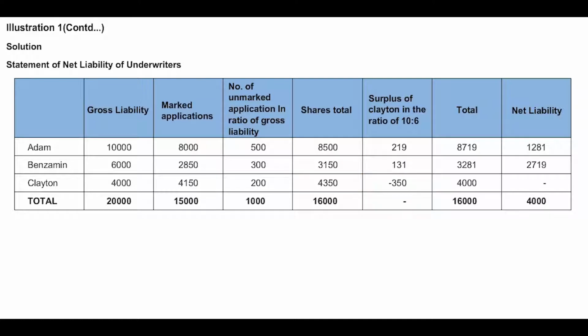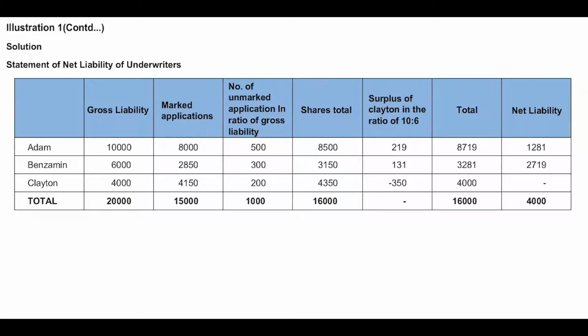So the 350 will also be distributed among Adam and Benjamin in the ratio of 10:6, which is their gross liability. So 219 and 131 will be the additional benefit to Adam and Benjamin. Now the total will be 8719, 3218, and Clayton will be at par, which is 4000. Now the net liability of Adam will be 10,000 minus 8719, which is 1281, and for Benjamin it is 6,000 minus 3281, which is 2719. This is how the net liability needs to be worked out.